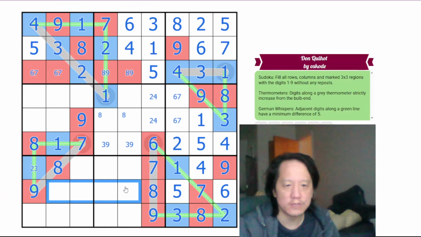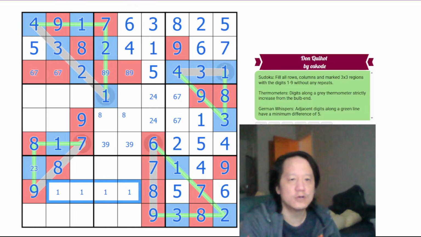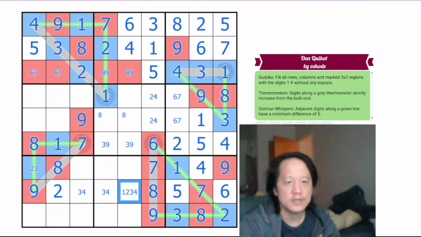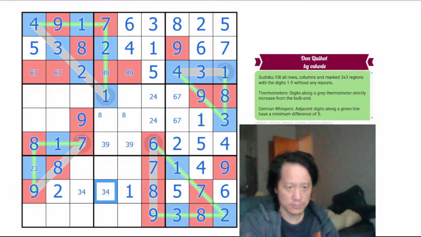Okay. Now we have 5 digits. Remaining digits in row 8, 1, 2, 3, 4. No 1 or 3 here. No 1 or 2 here. No 1 or 2 here. So we have a 3-4 pair in row 8, which eliminates 3 and 4 in the rest of the row. This can't be 4. This is 2. This can't be 3, 2, or 4, so this is 1. 2 eliminates 2 here, so this is 3. Which eliminates 3 here, so it's 4, which makes that not 4, so it's 3.